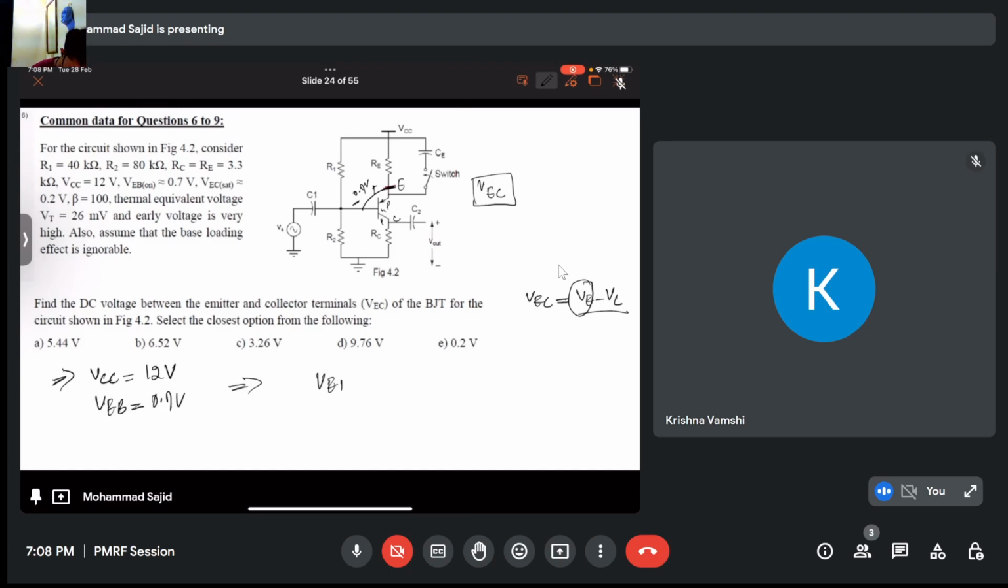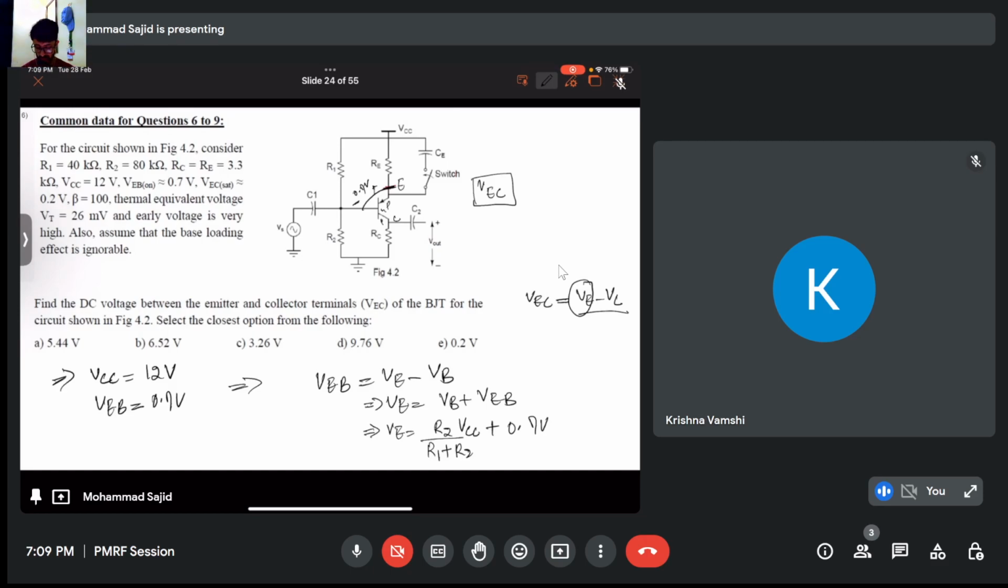Since VEB is given to us, we can write it as VE minus VB, right? VE minus VB, and thus VE will be equal to VB plus VEB. Now can you find VB? R1 and R2 is given to us. It will be simply use the voltage divider, R2 divided by R1 plus R2 into VCC plus 0.7 volt.